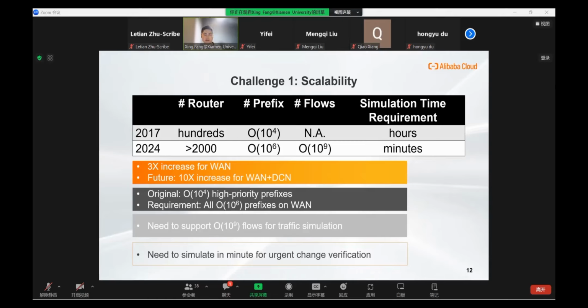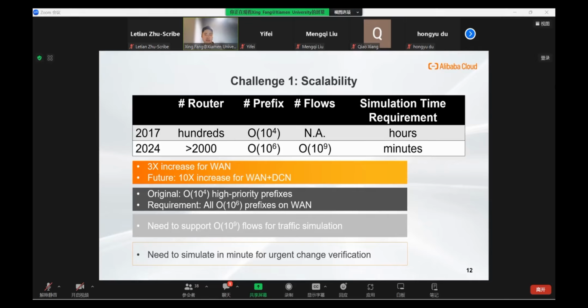This figure illustrates the route simulation time of the original system, which ran the entire simulation on a single machine. As shown by the blue line, simulating all prefixes on the wide area network took more than 13 minutes. And when data center networks were included, Hoyan could not even complete the simulation for 40% of the prefixes, clearly demonstrating its limitation for future expansion.